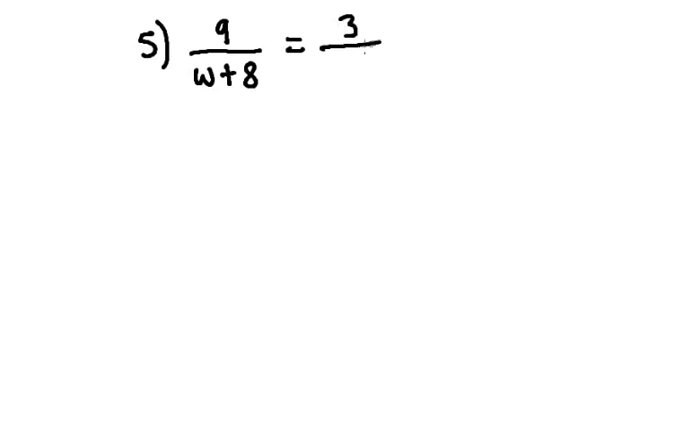So that one took a while. Now let's do another one. Kind of like with the same idea, only that in this case, we're going to have something a little bit more complicated, but still simple to do. 9 divided by w plus 8 equals 3 divided by w minus 20.